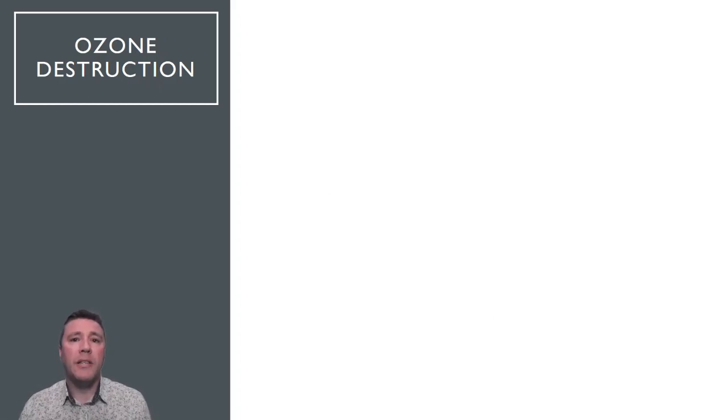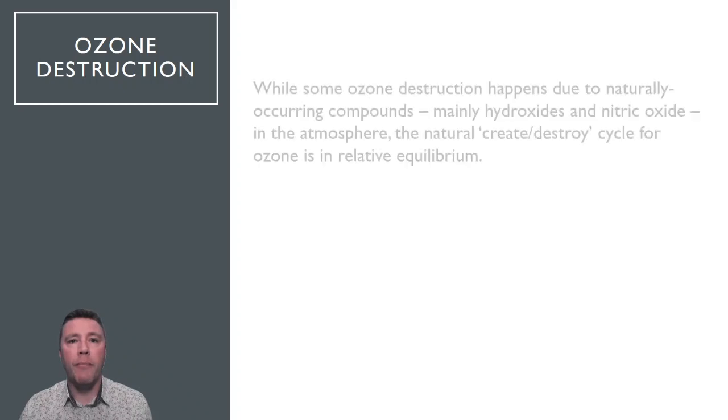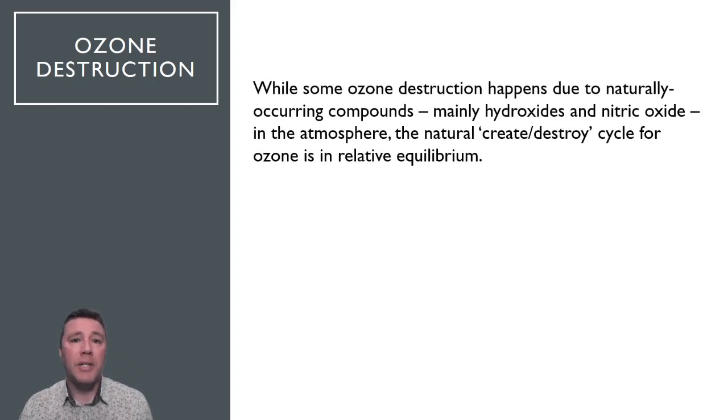Earlier, I mentioned that the creation and destruction of ozone are kept in relative equilibrium. Ultraviolet radiation catalyzes its formation, and it's naturally broken down, mainly by compounds in the atmosphere like naturally occurring nitric oxides and hydroxides. But still, that natural create and destroy cycle is kept stable, at least until we get involved.